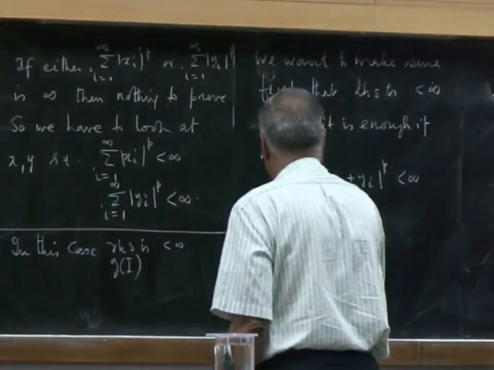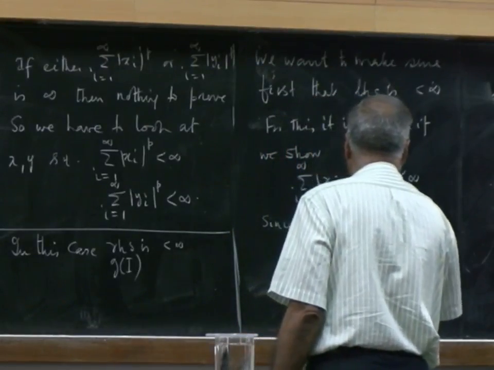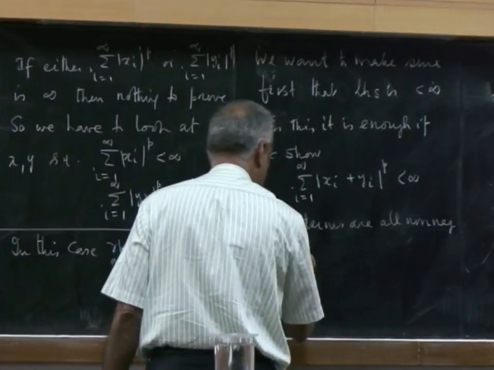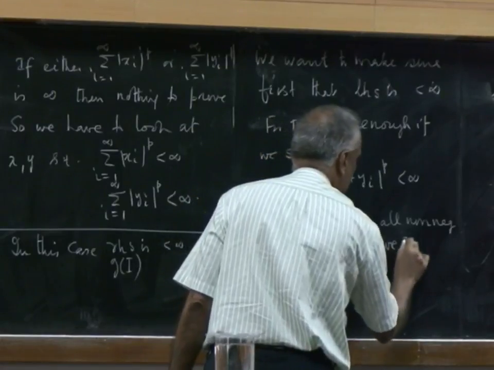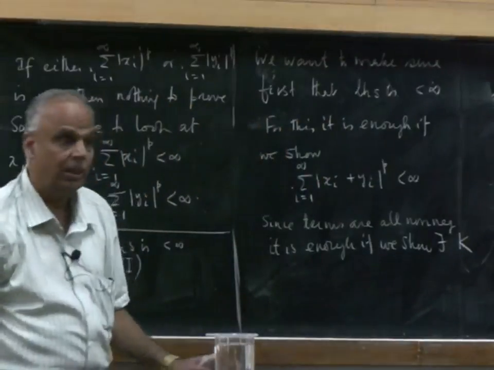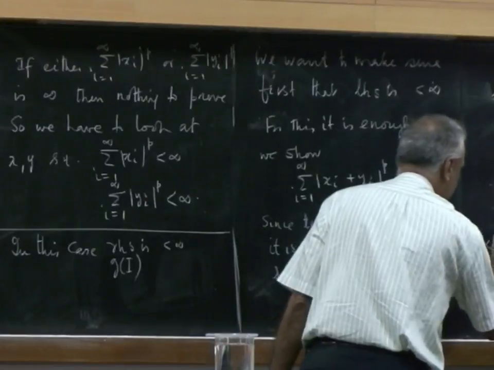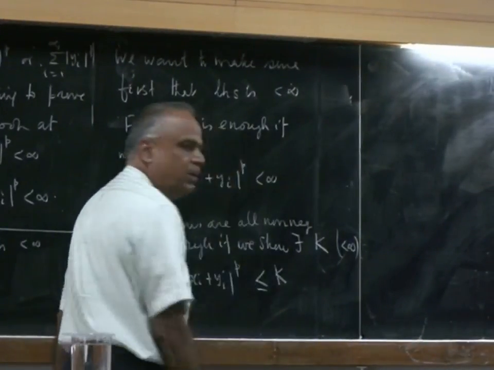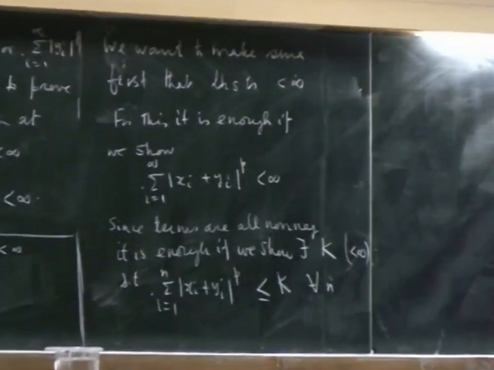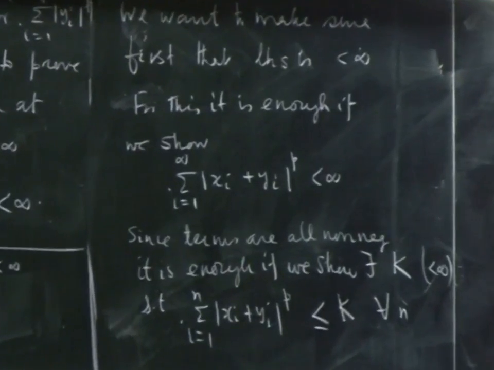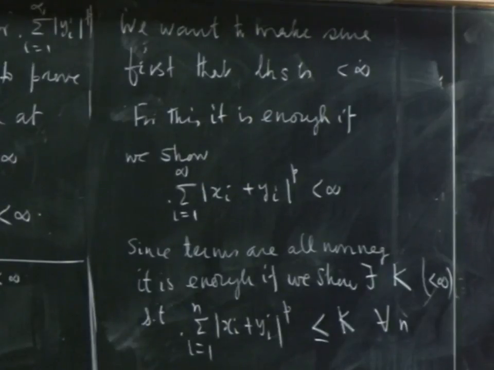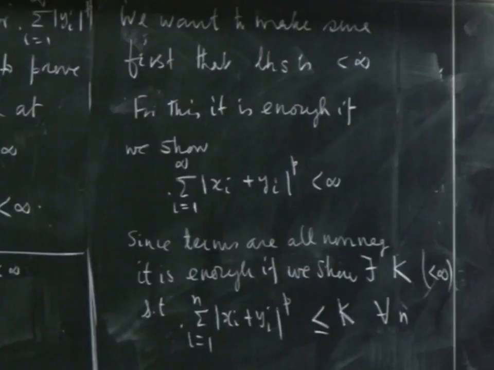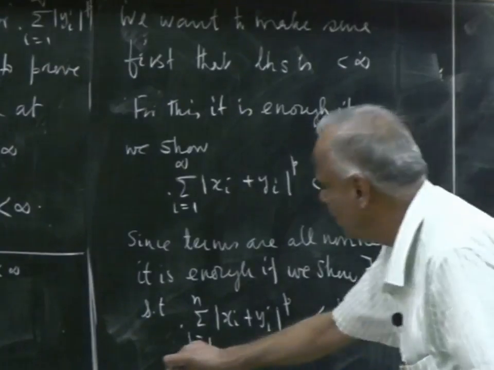Okay. For this, since the terms are all non-negative, it is enough if we show there exists a constant k independent of n, okay, such that, of course, summation i equal to 1 to n mod xi plus yi to the power of p is at most k for every n. Okay, that is the idea. If you show that the partial sums are all bounded, then the series of non-negative terms is forced to be convergent. You see how cleverly we brought down the problem to looking at a sum which is only of finitely many terms. You see, we have more or less brought the problem to a finite case. Okay. Now therefore, let us look at this.